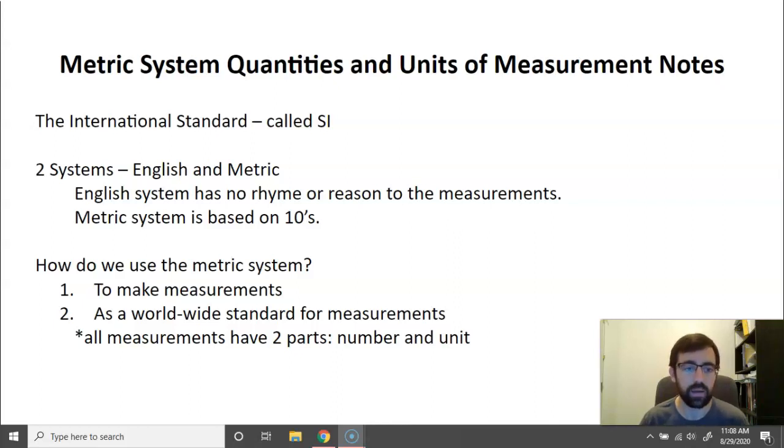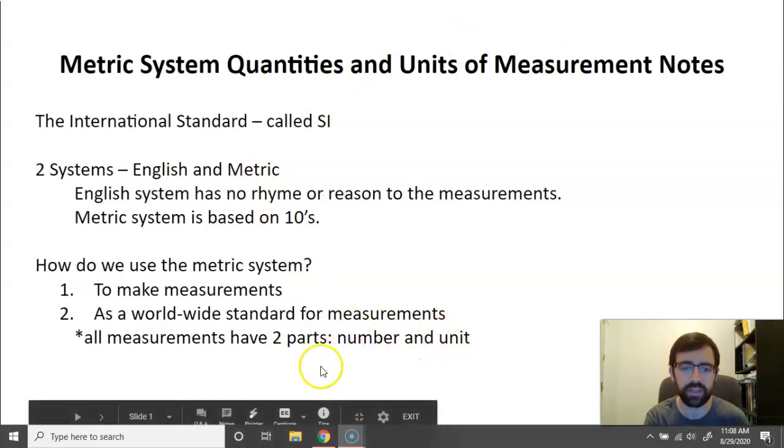Okay. All measurements have two parts. We've got a number and then we have a unit. Make sure that you don't leave any numbers without units. If you don't label your units, we don't know what you're talking about.